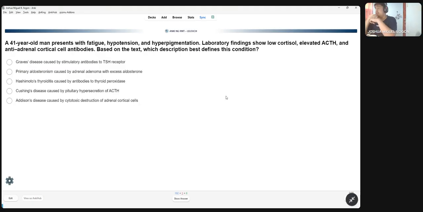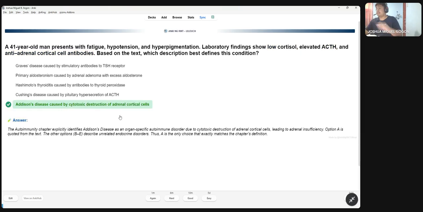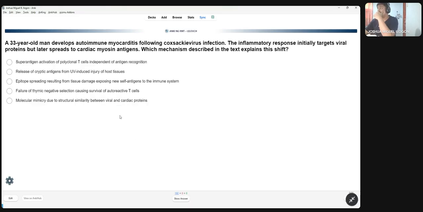Okay, so it's lymphoid proliferation. 41-year-old man presents with fatigue, hypotension, hyperpigmentation. Laboratory findings show low cortisol, elevated ACTH, anti-adrenal cortical antibodies. Yeah, Addison's disease. It's anti-adrenal cortical.